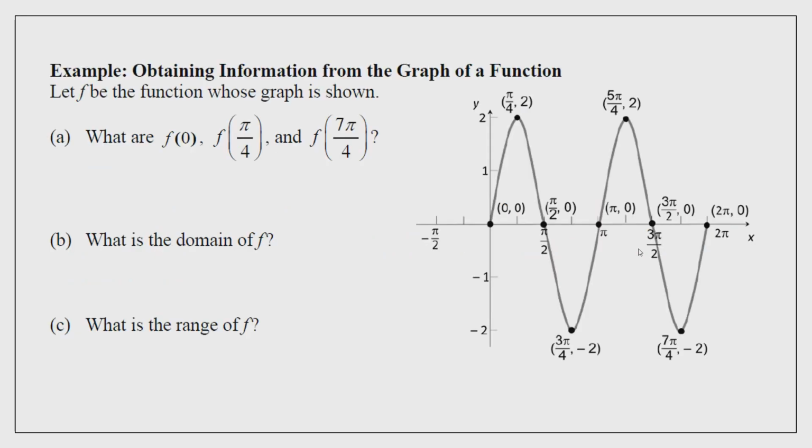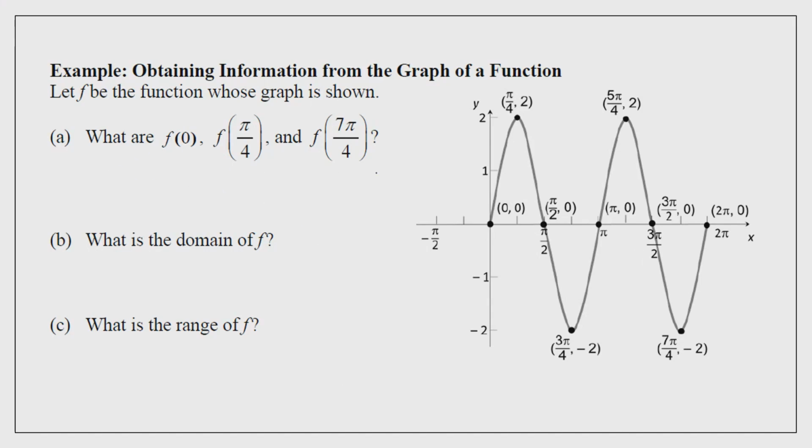So taking that, let's walk through this problem together. We're going to let f be the function whose graph is shown here on the right. What are f of 0, f of pi over 4, and f of 7 pi over 4? All of the values that we are using to evaluate f with are our x values. So we want to now find what f of these x values equals. In other words, we want to find the y coordinate.